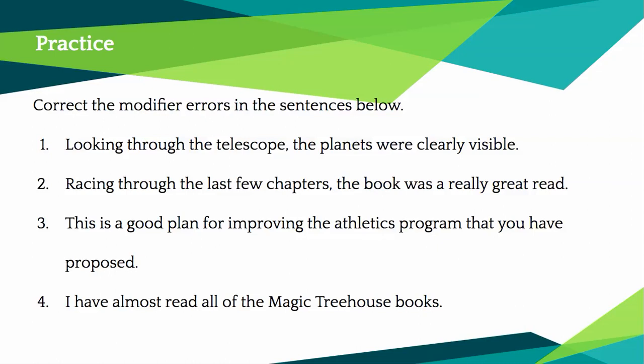Number 1, looking through the telescope, the planets were clearly visible. It's probably obvious that the planets are not the ones looking through the telescope, but we need to know who is. That word has to appear in the sentence. So we might rewrite it like this. Looking through the telescope, I could clearly see the planets.